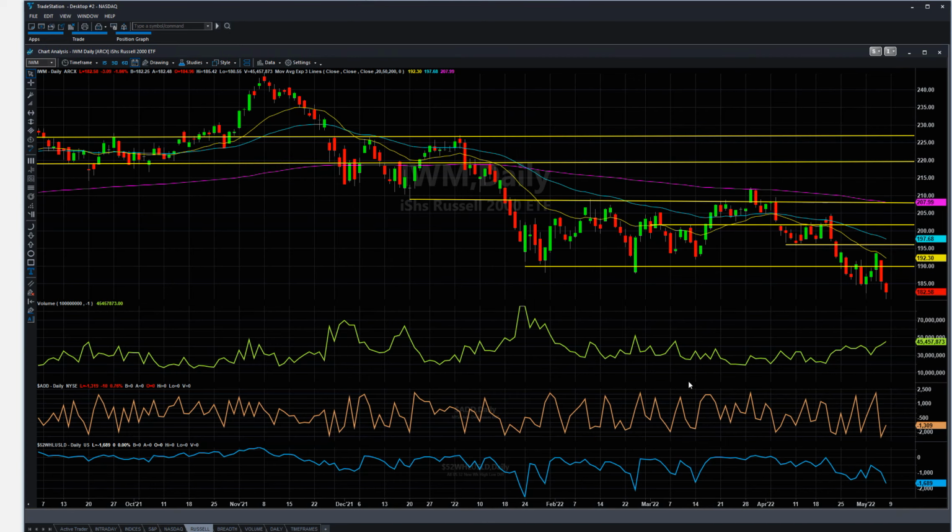Looking at the Russell, it is also breaking out to the downside. You can see this area of rotation here, a smaller, shorter area of rotation, and then of course the breakdown, looking towards potential follow through the first part of the week.